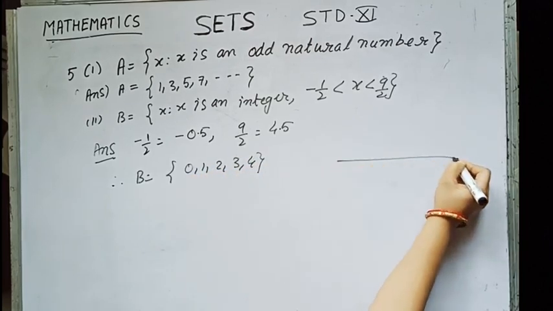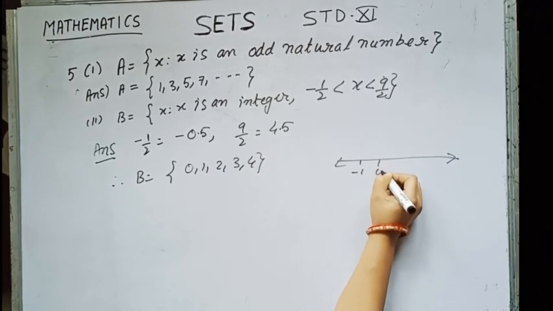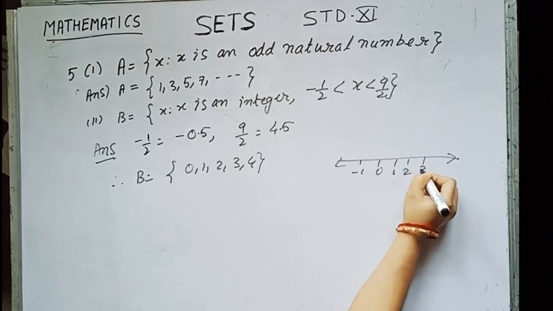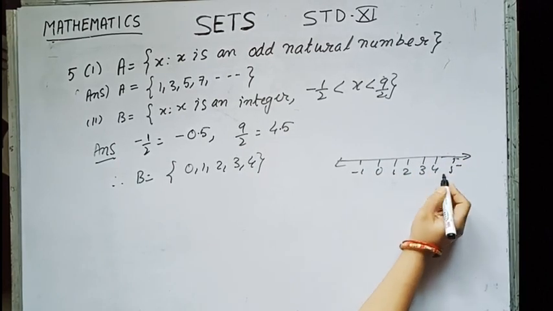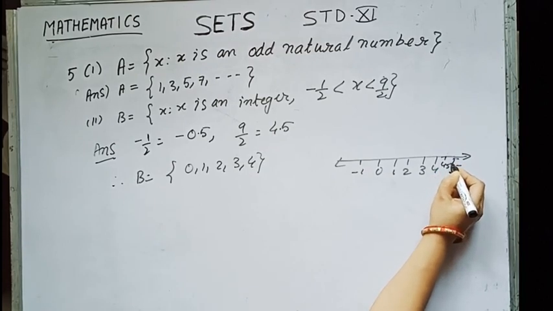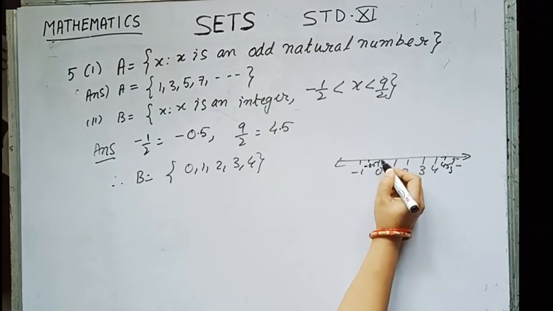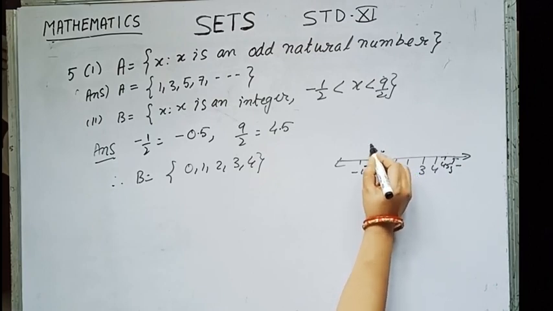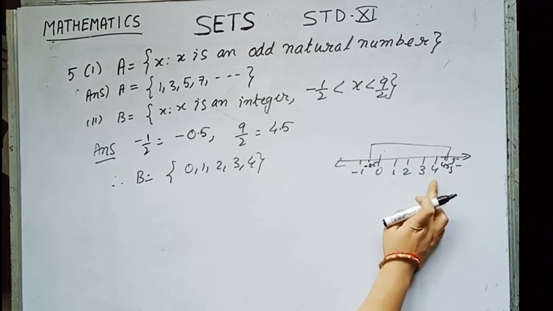You can clearly understand from the number line. Over here minus 1, 0, 1, 2, 3, 4 and 5. So over here it is 4.5 and over here it is minus 0.5. So we have to list the integers between these. So the integers will be 0, 1, 2, 3 and 4.